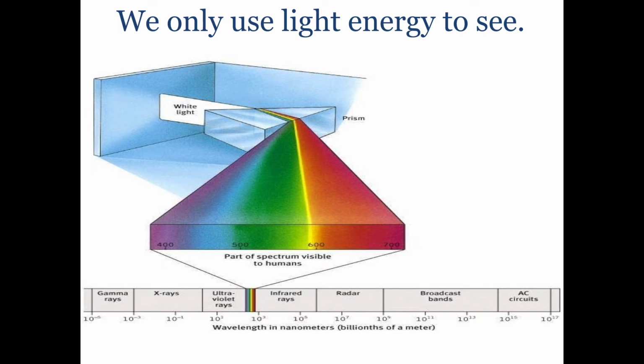If you remember from a few videos ago, we talked about the fact that we use light energy to see. Of the entire electromagnetic spectrum, there's only actually a very tiny part of it that is visible to humans, or that is detectable by the human eye. And we'll talk about that a little bit more, about the different wavelengths that we're able to see, when we discuss color vision in our next video.